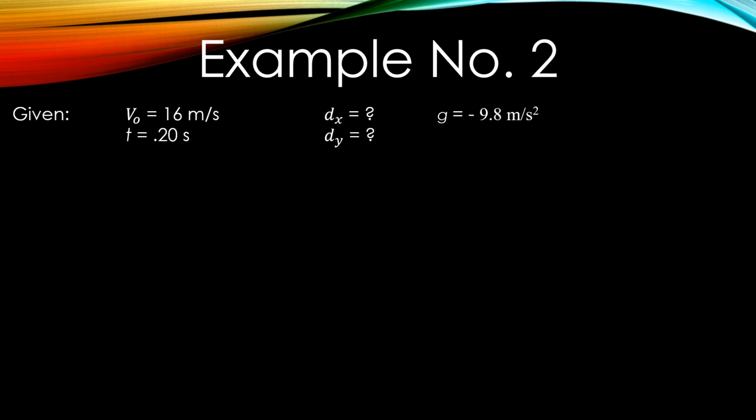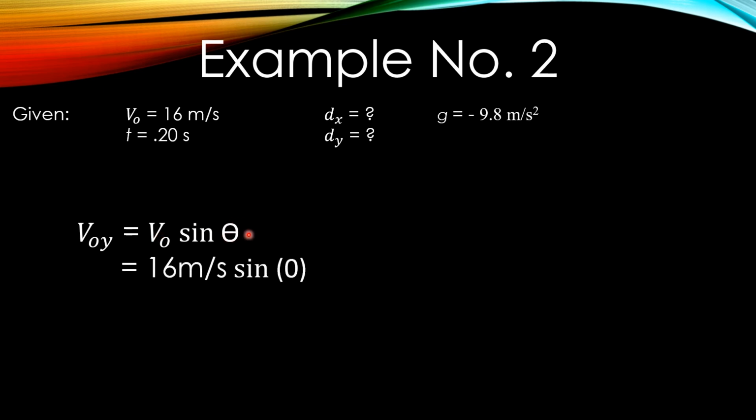Now let's proceed with the vertical component. We have the formula for the initial vertical velocity. Voy is equal to initial velocity sine theta. The initial velocity is 16 meter per second. The angle is 0. So we have 16 meter per second sine 0. We have 0. Now let's look for the vertical displacement.